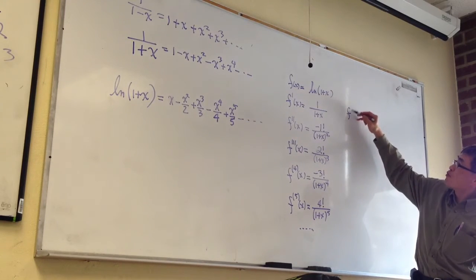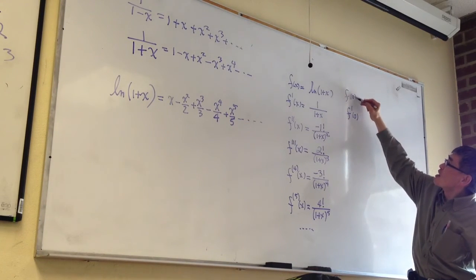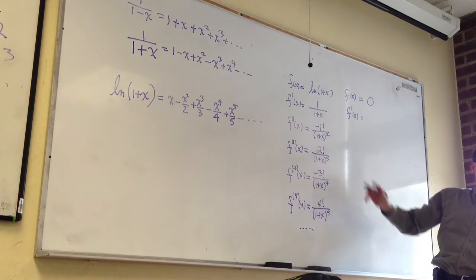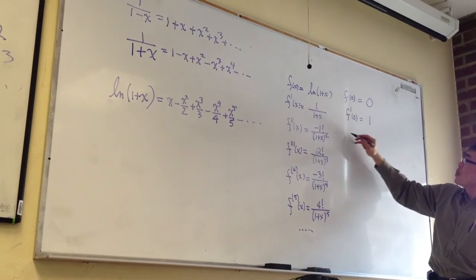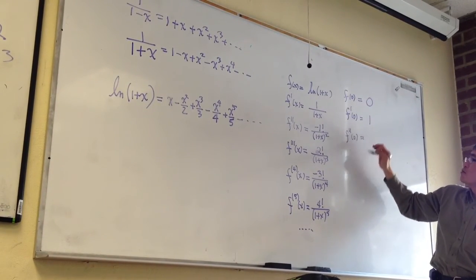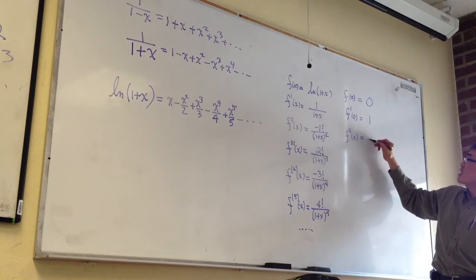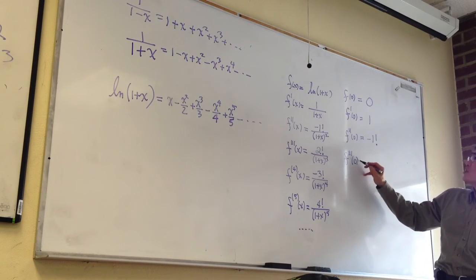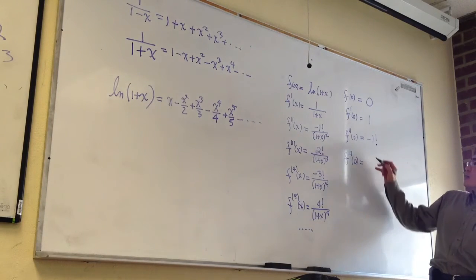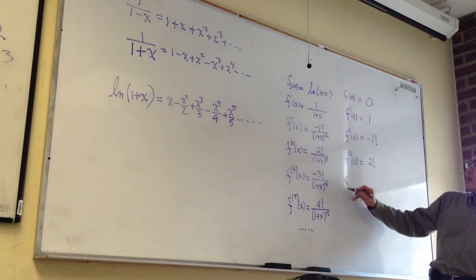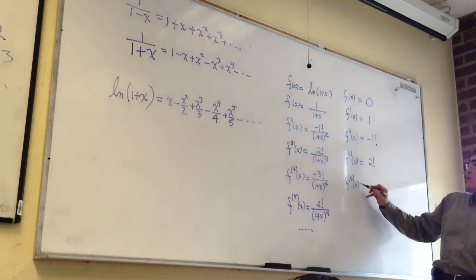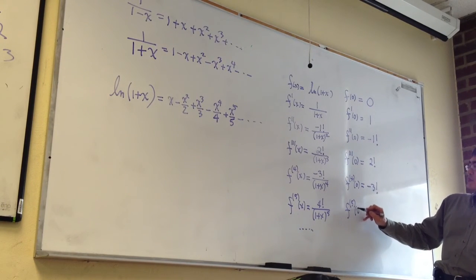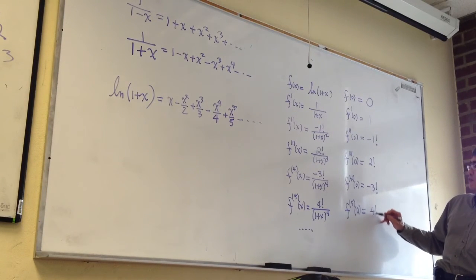Now therefore, f of 0 is what? F of 0 is 0. F prime of 0, plug in 0, that's 1. F double prime of 0, plug in 0, that's negative 1 factorial. F triple prime of 0, what is that? That's positive 2 factorial. The 4th derivative at 0, that's negative 3 factorial. The 5th derivative at 0, that's positive 4 factorial.